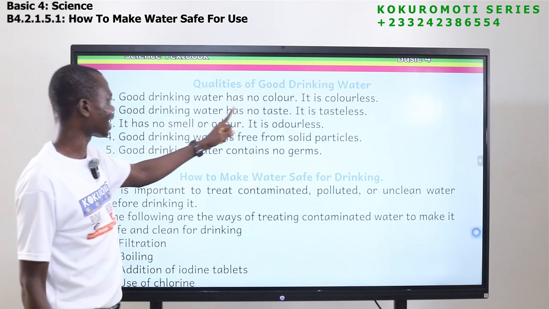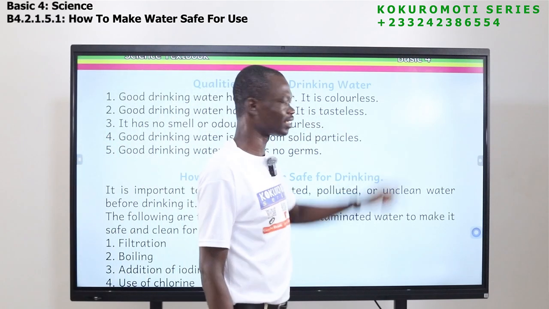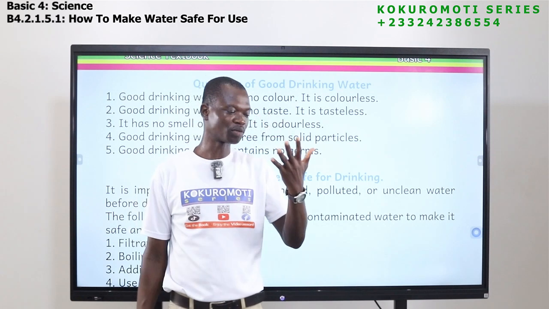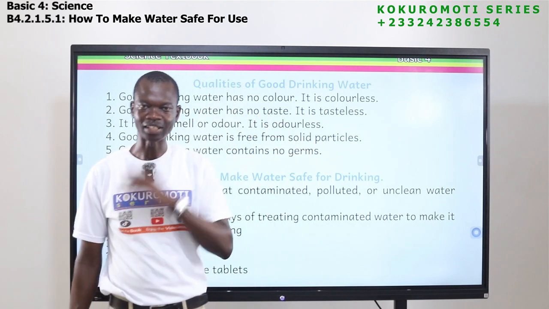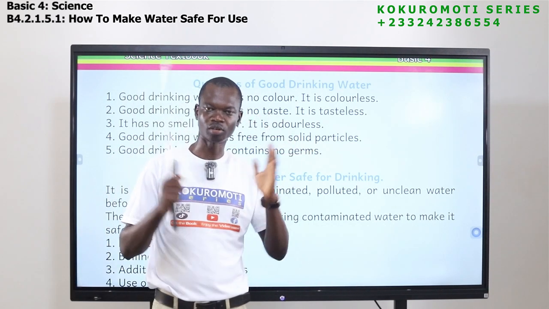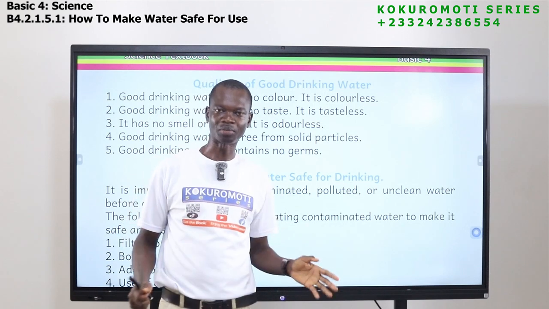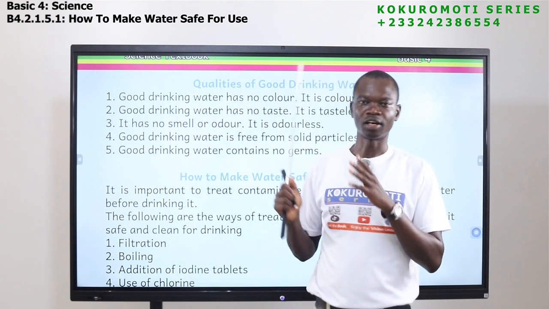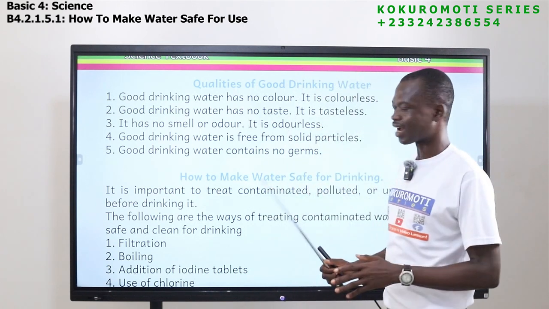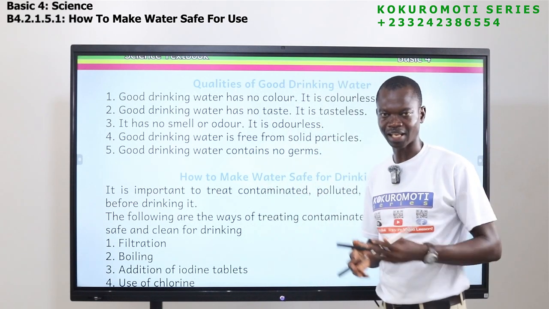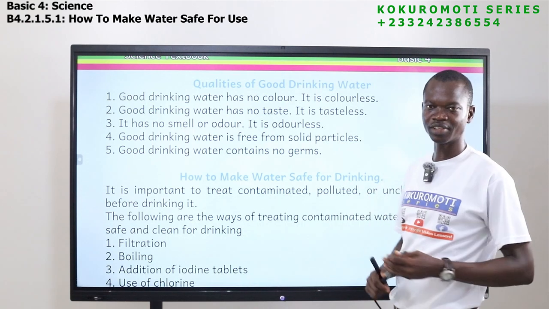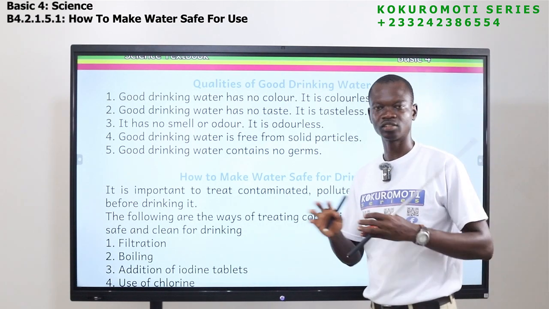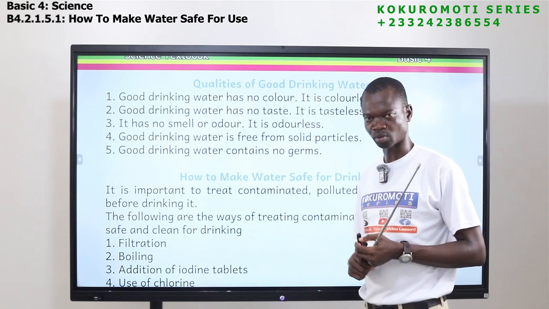1. Good drinking water has no color. It is colorless. If you have water and you see that the water has color, it tells you that the water is not quality, it's not pure, it is not potable, because potable water, clean water, good drinking water has no color. So if you are given something like water but you can see that it has color, don't drink it as water.